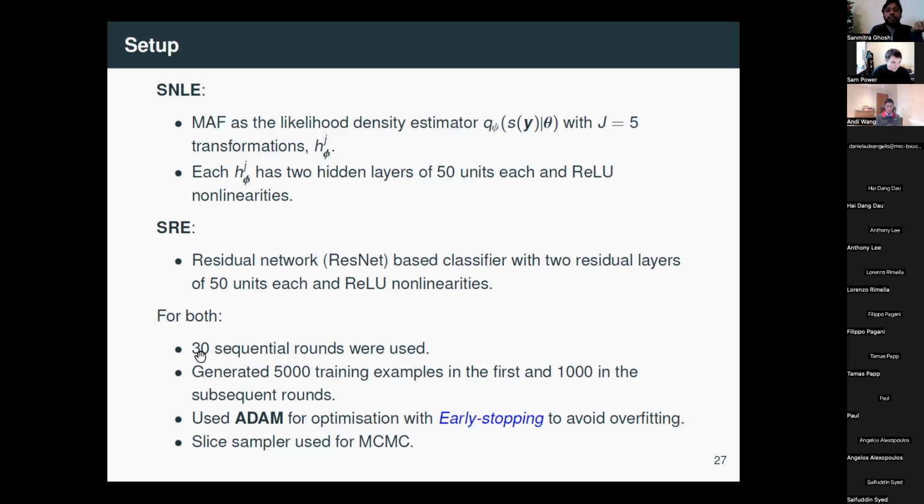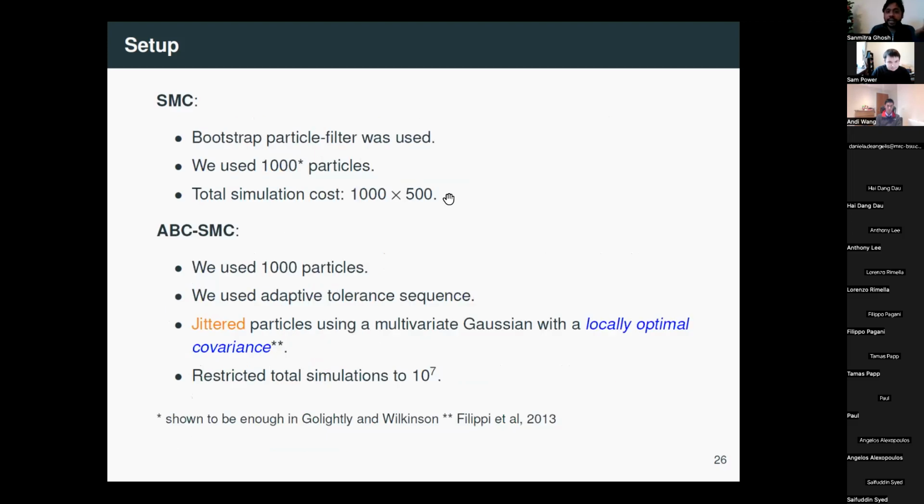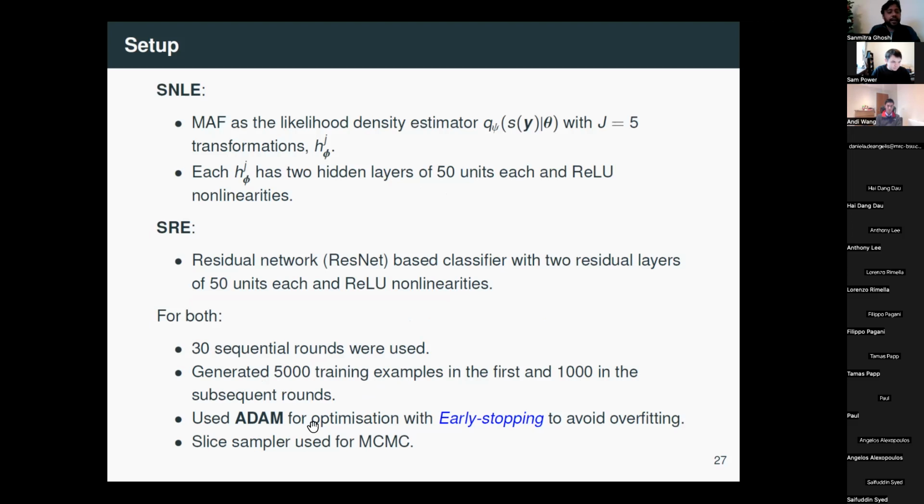So you can see that my total simulation budget for NLFI, including the ID, is less than 40,000. Compare that with the SMC cost and the ABC SMC cost, right? And obviously the general tricks from deep learning: use Adam, early stopping to avoid overfitting. This is quite important. If I remove that, then you can see overfitting.